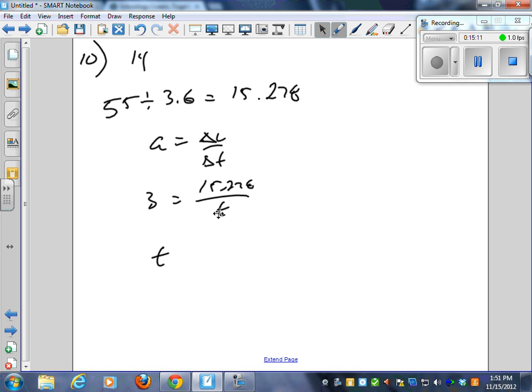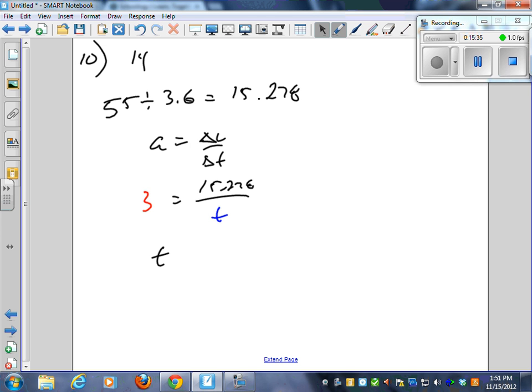The T goes up there and the 3 goes down there, right? You need to be able to do this. Why is it 9? No, that's the A. Oh, sorry, the acceleration is 3, right? I'm trying to show you what's going on here.